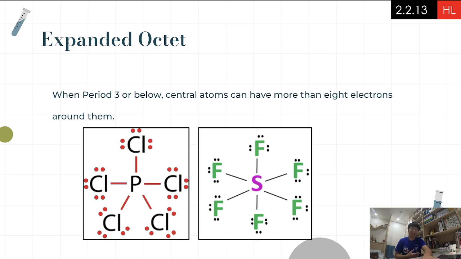Make sure you can identify these and don't get surprised if this happens. And if you're struggling with a Lewis structure, think of the possibility that there might be an expanded octet.